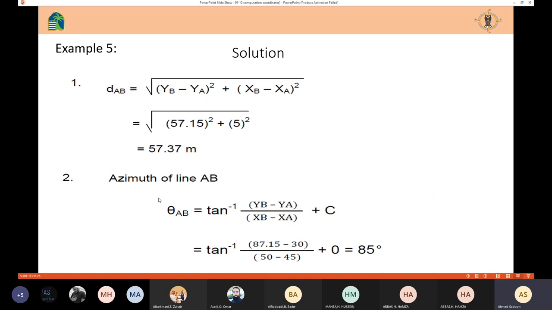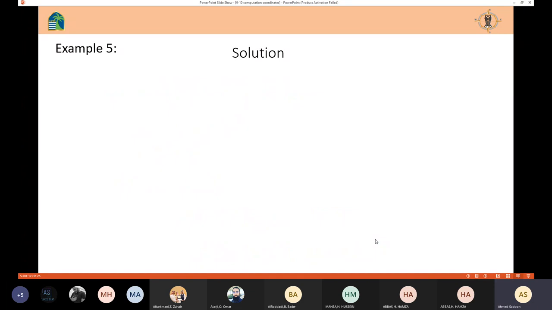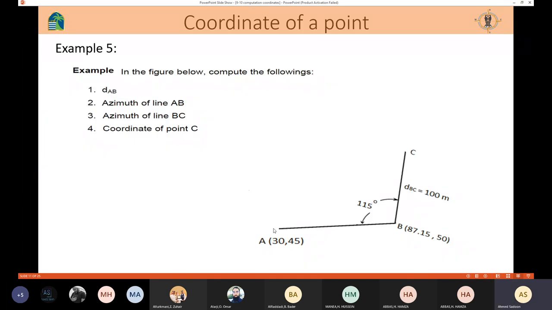And we are going to use this formula. The azimuth of the AB is going to be tan inverse of the departure over the latitude. We already determined the departure and we already determined the latitude. And the value of C is going to be 0 because the line is located in the first quadrant and the angle came out to be 85 degrees. And this one makes sense because it's less than 90 and it's more than 0.